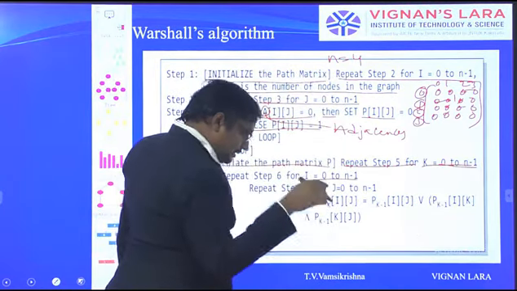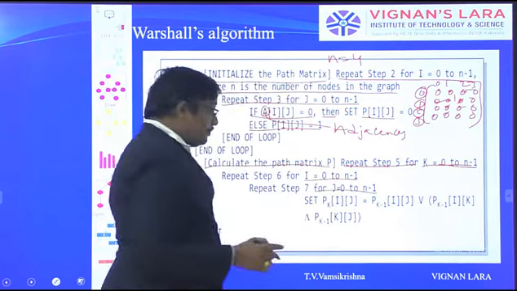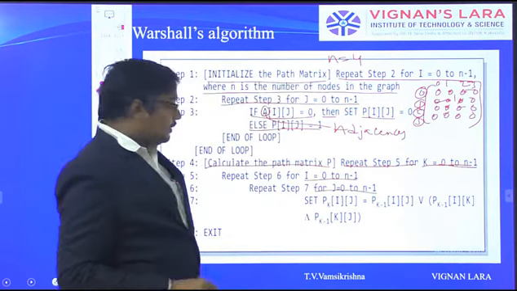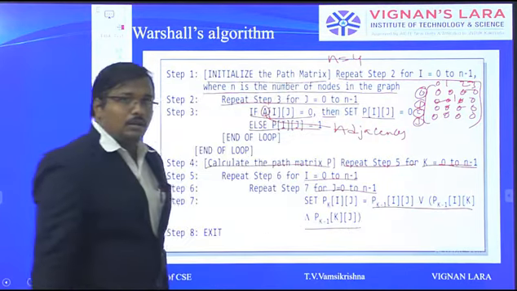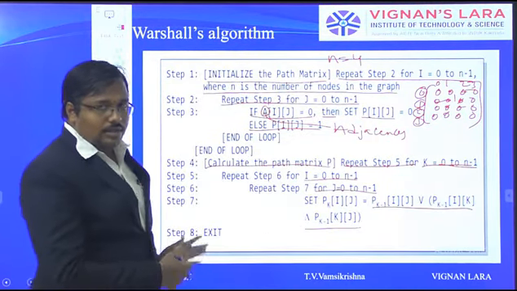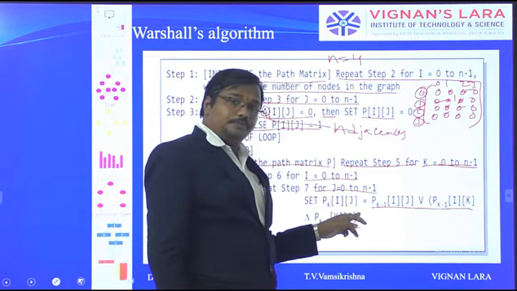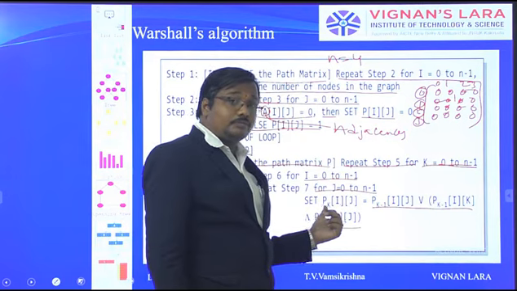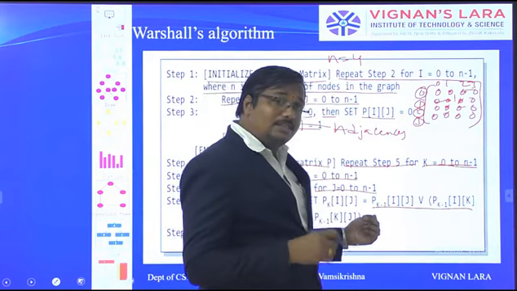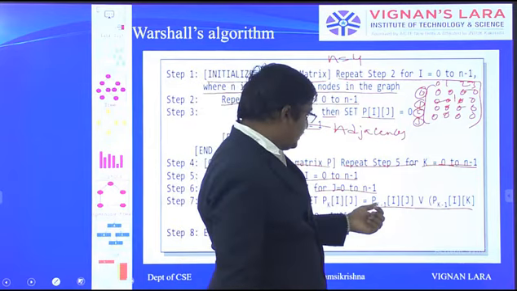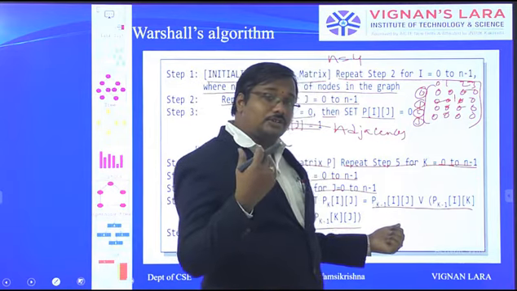This is the existing path matrix, for i equal to 0 to n minus 1 and j equal to 0 to n minus 1. Where are we implementing the formula? This is the formula, which was already studied in the previous slide. So P k of ij is equal to, with k as the intermediate vertex, ith row to jth column. I is the source, j is the destination. P k minus 1 means the previous iteration.